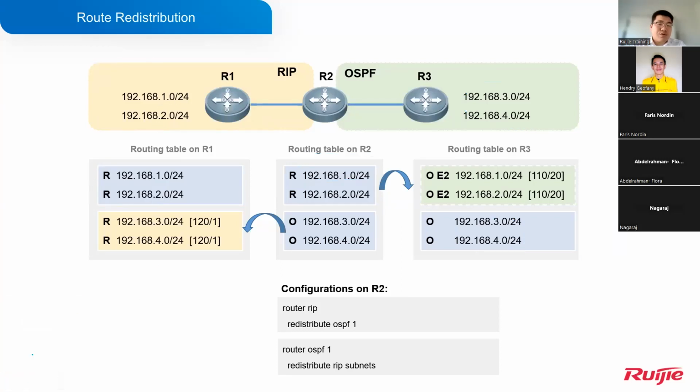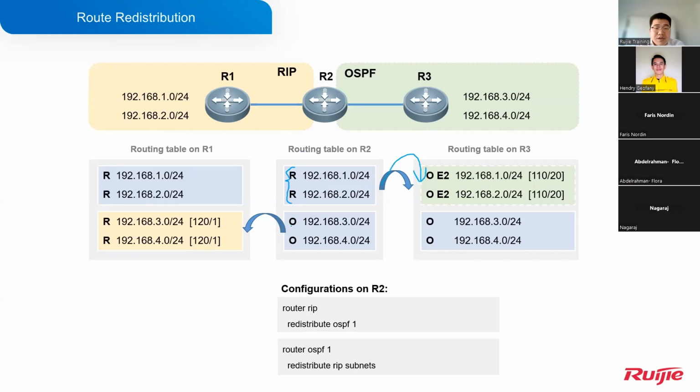But after route redistribution, you can see we configure the route redistribution on R2. Use the configuration: router RIP, redistribute routes OSPF 1; router OSPF 1, redistribute RIP subnets. This is a configuration command. After this, you will find that the RIP routes on R2 have been redistributed to R3.